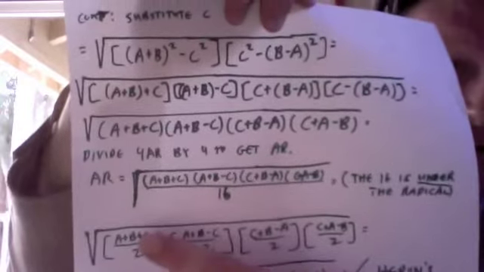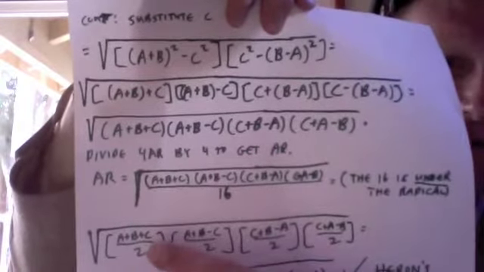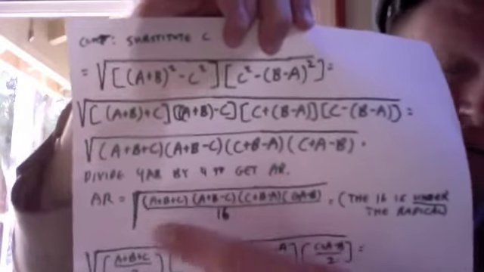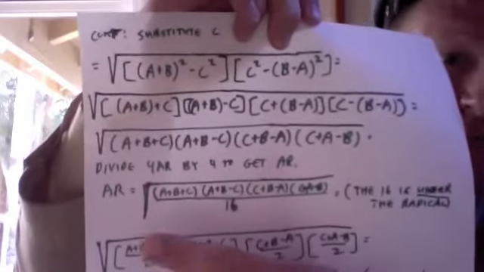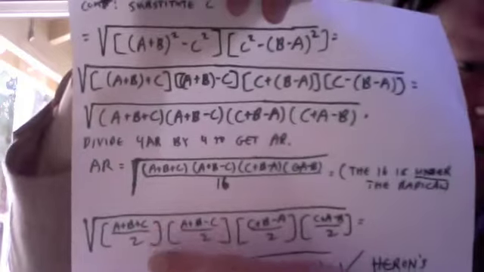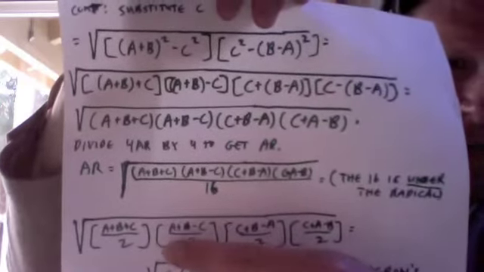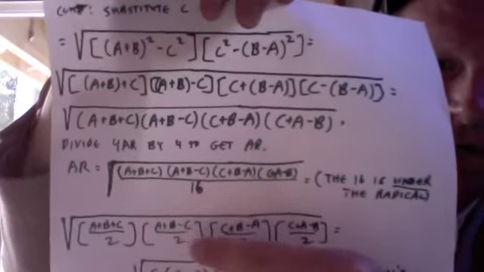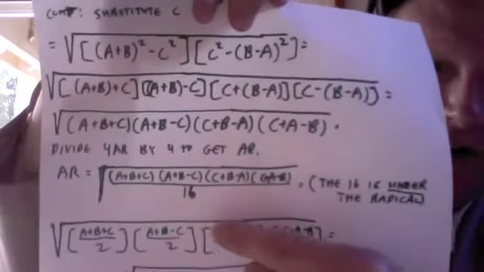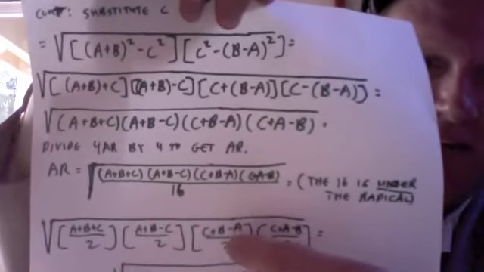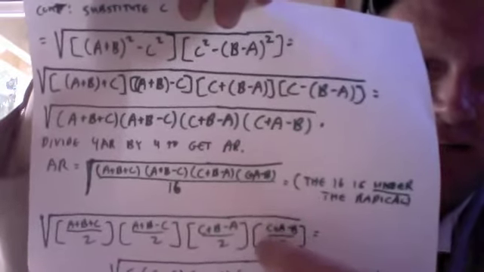That equates to the radical of [(a plus b plus c) over 2] times [(a plus b minus c) over 2] times [(c plus b minus a) over 2] times [(c plus a minus b) over 2], all under the radical sign. I could have used parentheses.